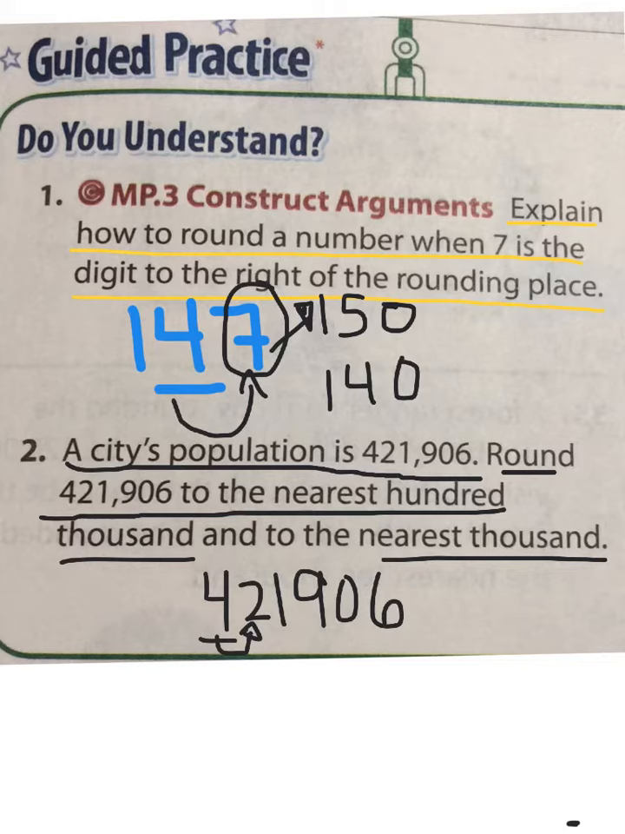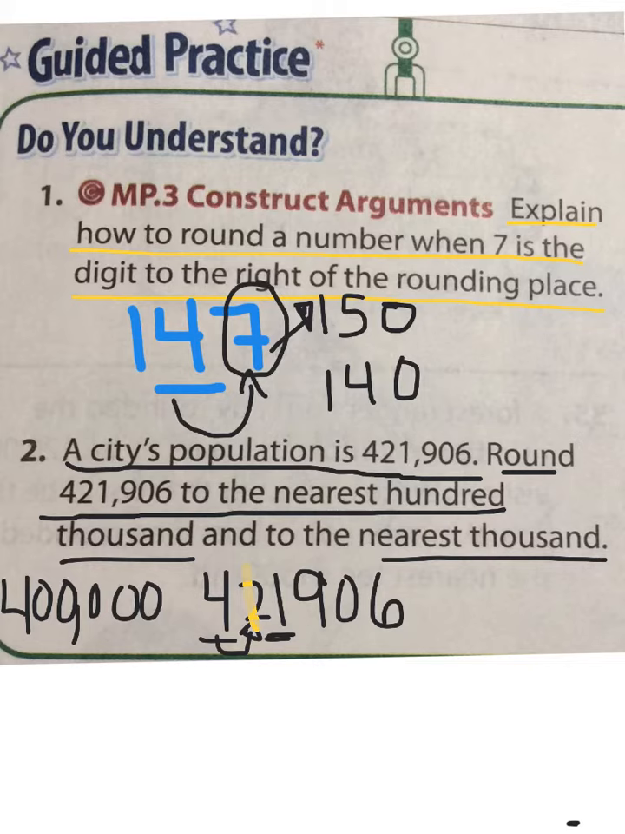Since the digit is a 2, the digit 4 will stay the same. So our new number would be 4, which stays the same, and then all the digits after it would remain zeros. So 400,000.